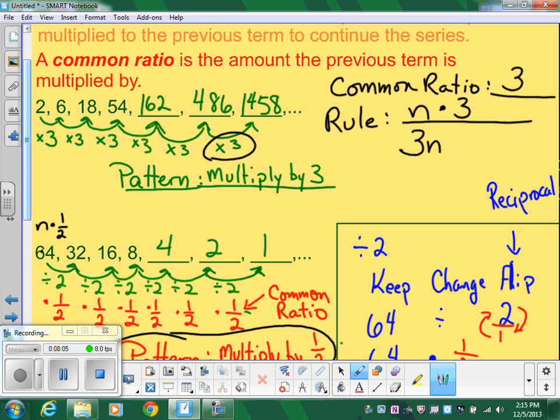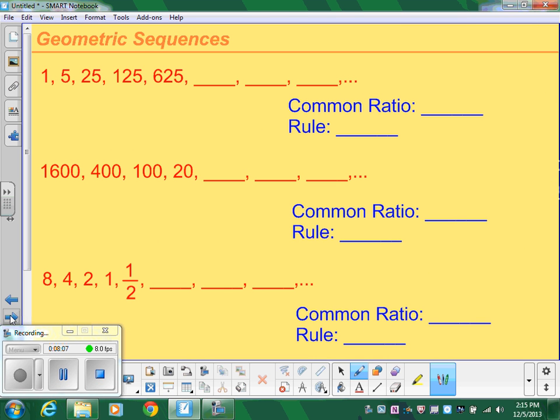Let's practice a little bit. Take the following sequences and find the remaining terms as well as the common ratio, and see if you can derive the rule. Pause your video while you do so.